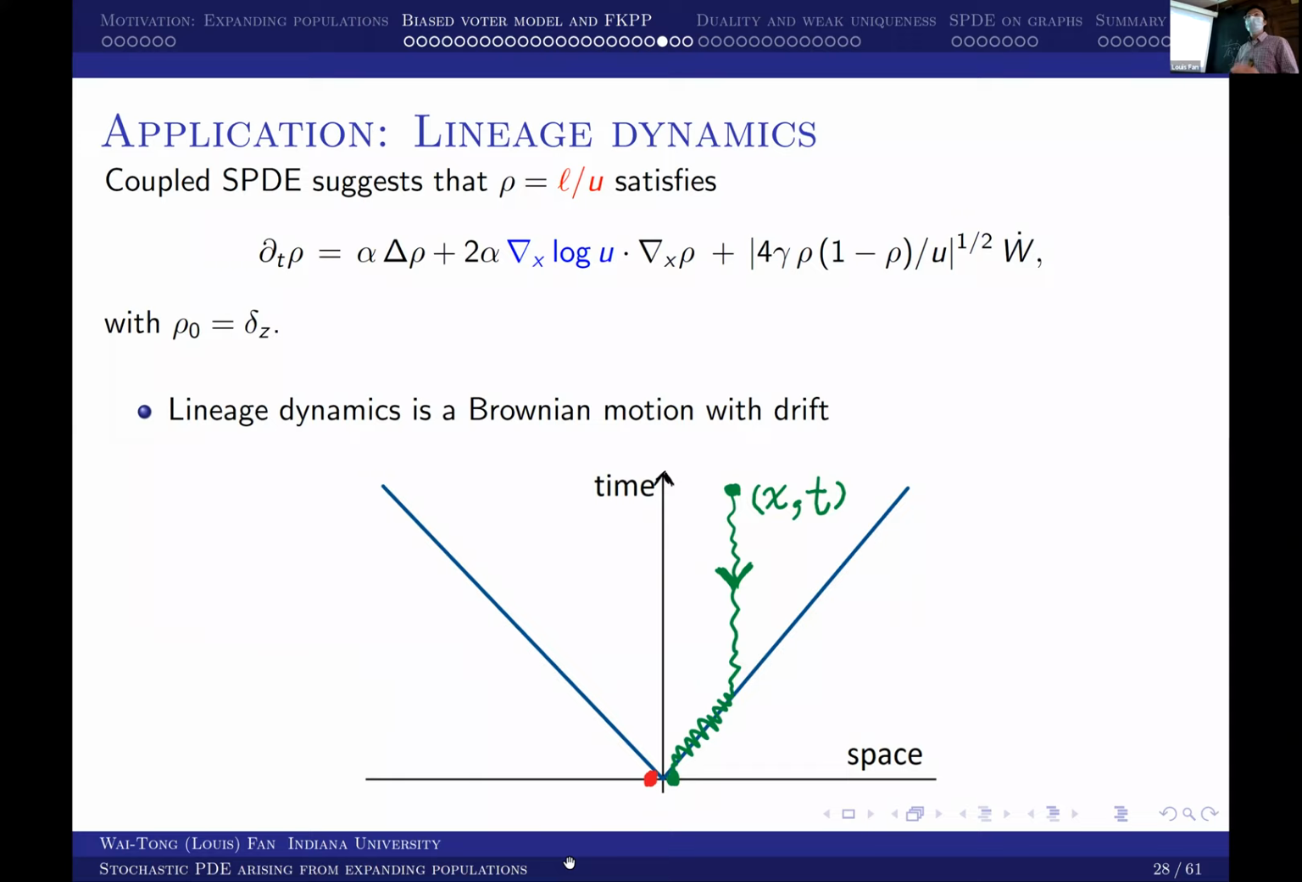But when gamma is positive, this u is rough. It's like 1/2 minus epsilon Hölder continuous in space and 1/4 minus epsilon continuous in time. So it doesn't make sense to talk about the gradient of log u. It's not smooth enough. So in some cases we don't know how to make this rigorous. But heuristically, it is interesting.